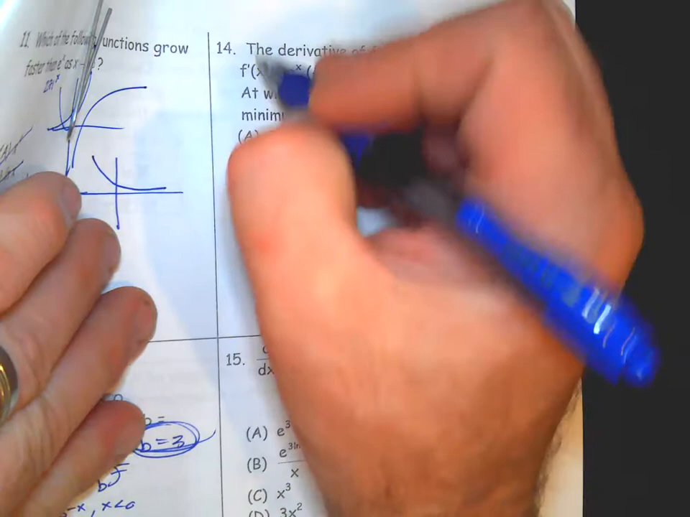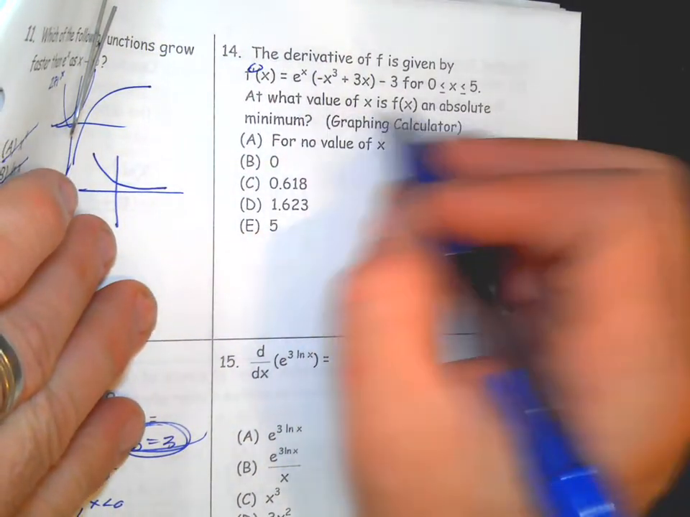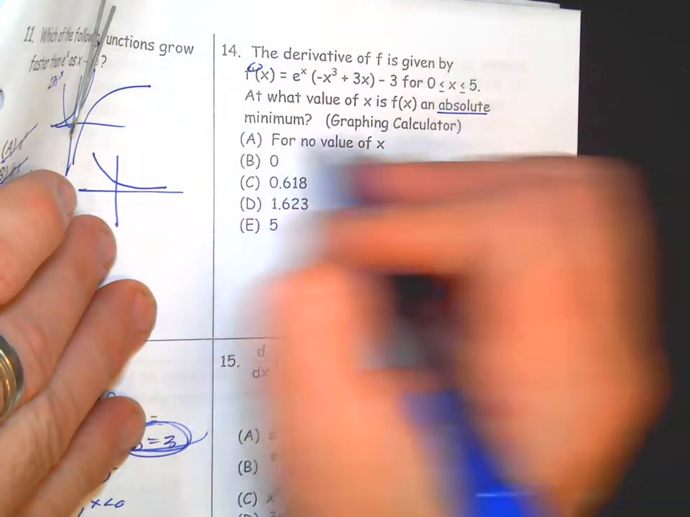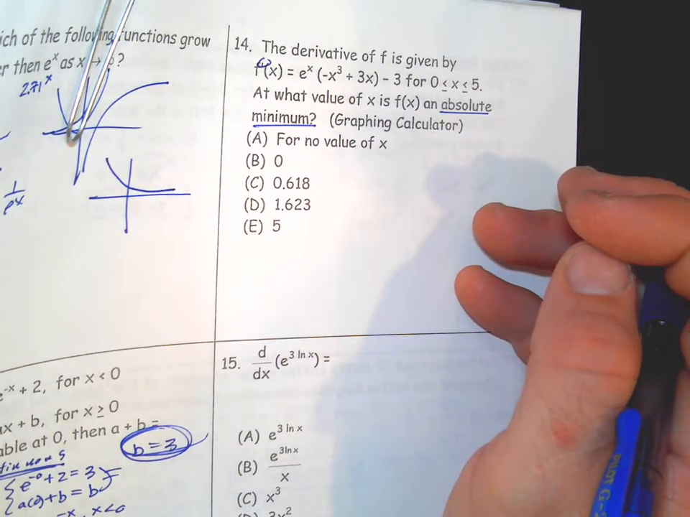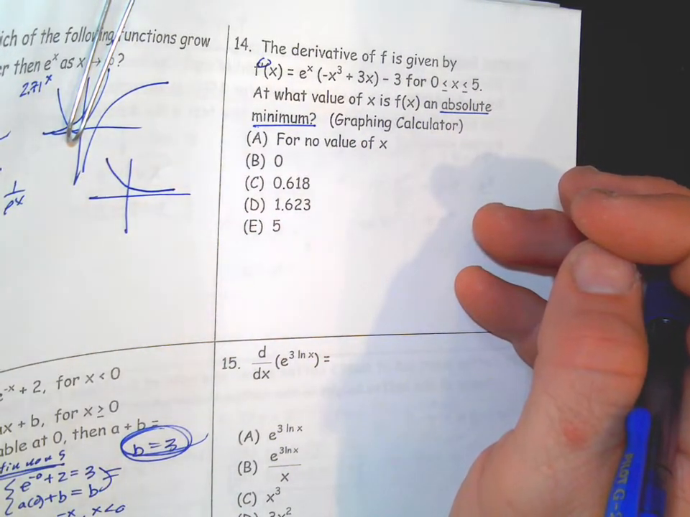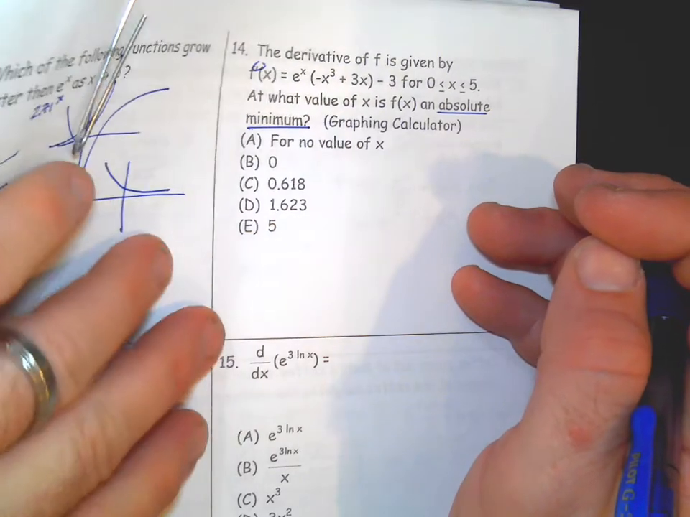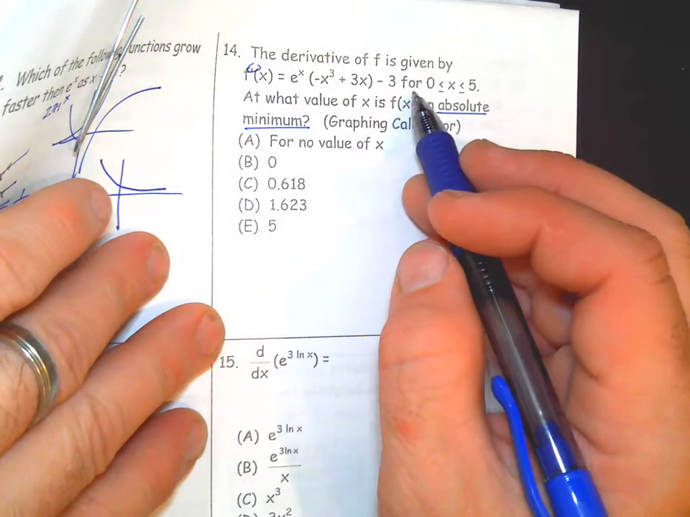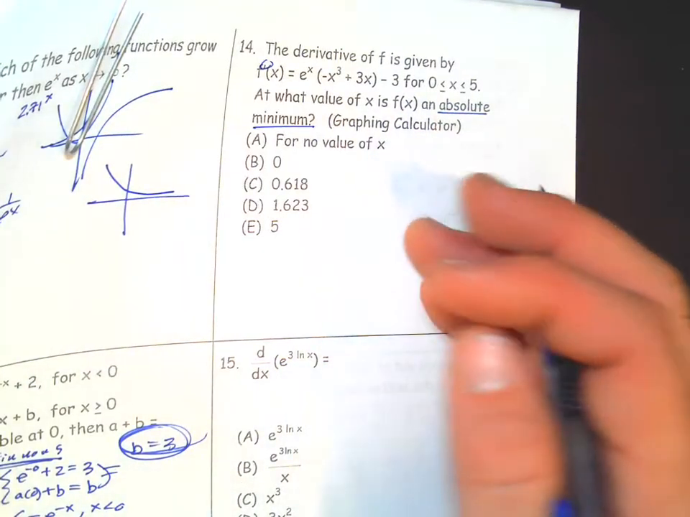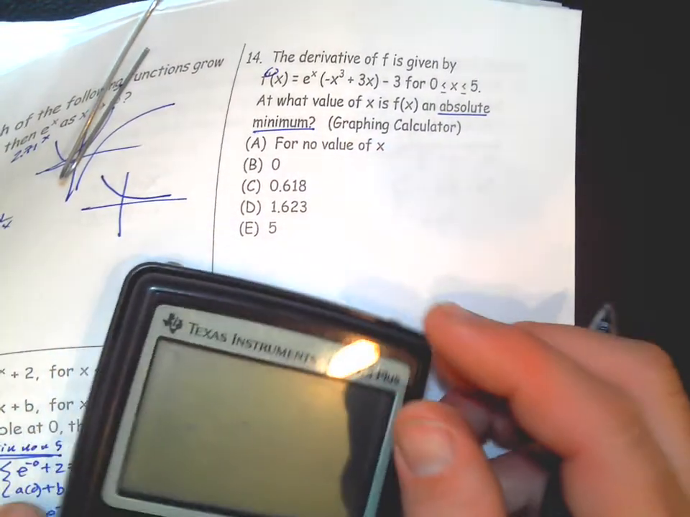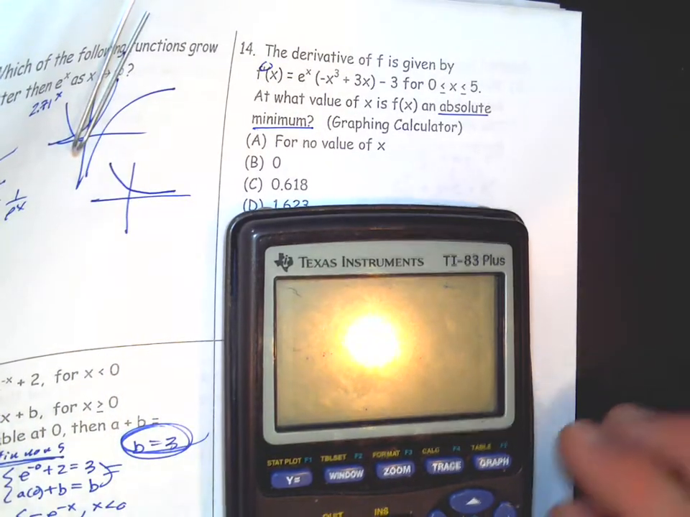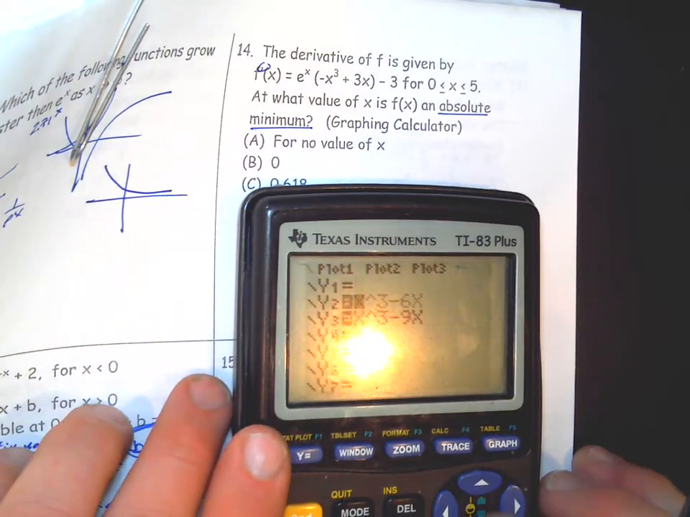14, let's see, the derivative is given. So they're giving the derivative from 0 to 5. For what values of x is there an absolute minimum? And you're allowed to use your calculator. So I mean, trying to find the zeros, probably use a graphing calculator to do that. Or we could just graph the derivative.